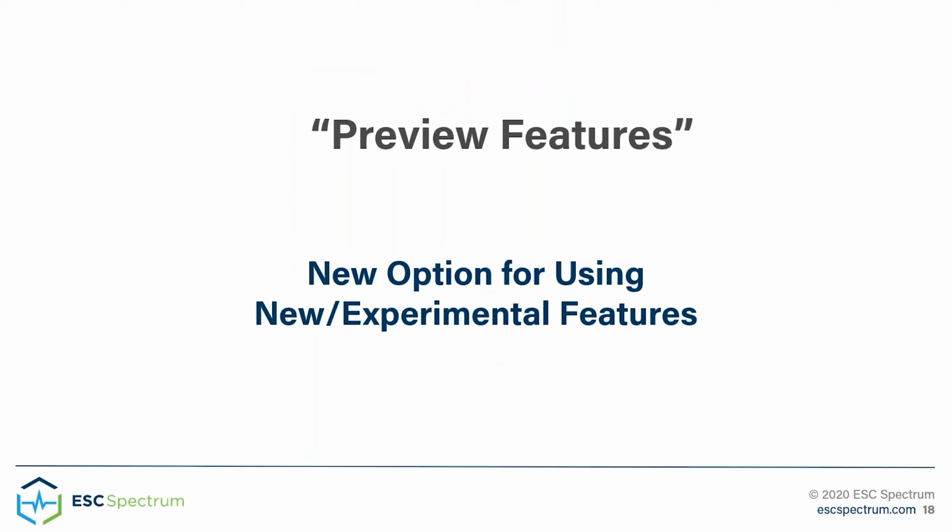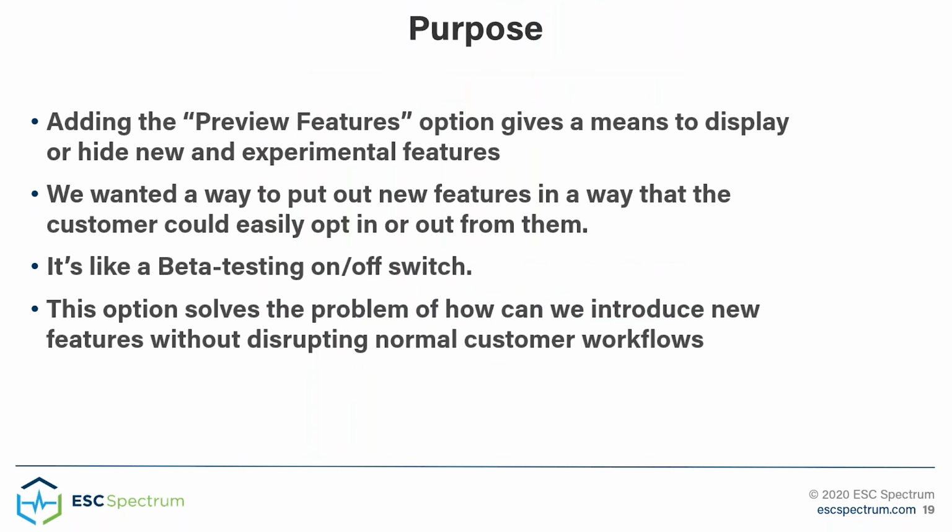All right, preview features, a new option for using new experimental features. This one's kind of a neat approach. Adding the preview features option gives a means to display or hide new or experimental features. Basically, we wanted a way to put out new features to the customers in a way that they could easily opt in or out of the features. So it's kind of like a beta testing on-off switch. And this solves the problem of how we can introduce new features to our customers without trying to get them on board with a beta testing program and without disrupting their normal workflows.